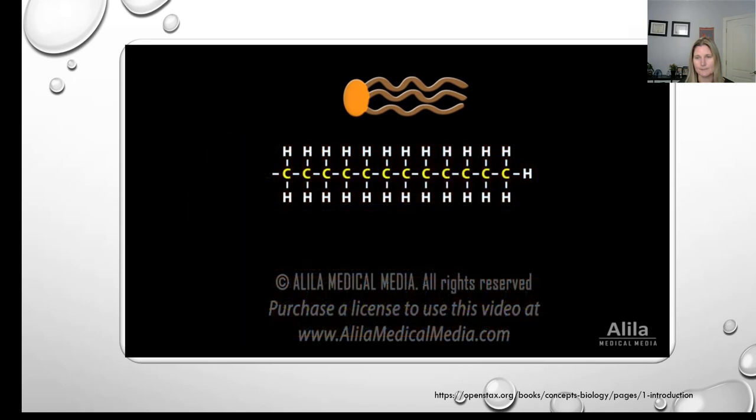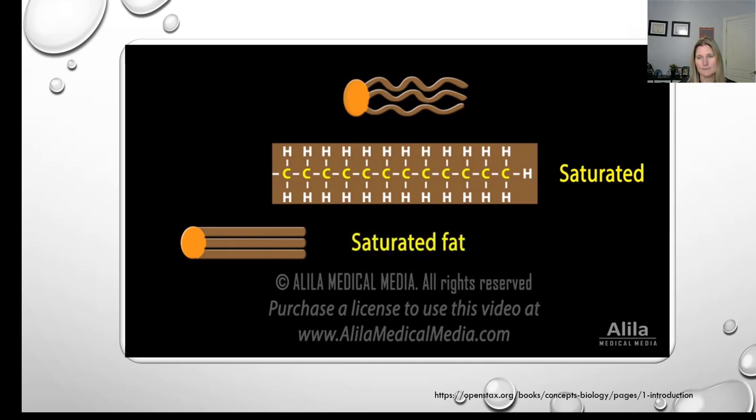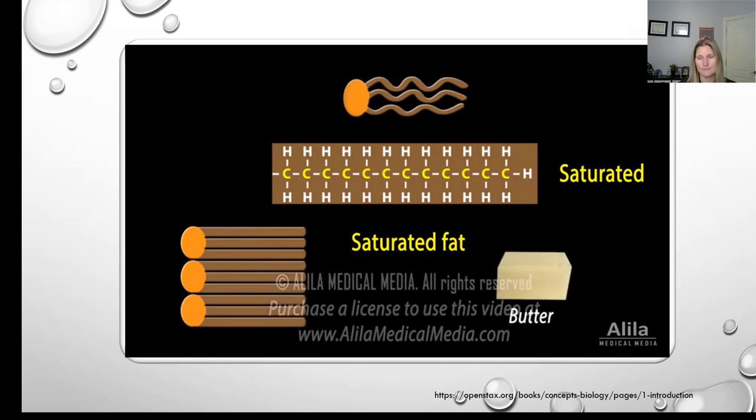When all the carbons are fully bound to hydrogens, the fatty acid is said to be saturated. All the bonds between carbon atoms are single, and the hydrocarbon chain has a straight shape. A fat molecule made entirely of saturated fatty acids is a saturated fat. Due to their straight tails, saturated fats are compact and solid at room temperature.